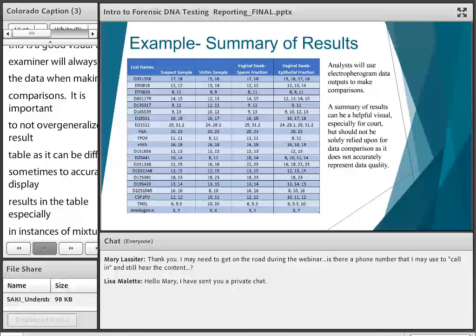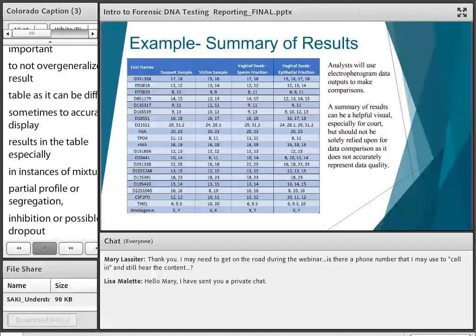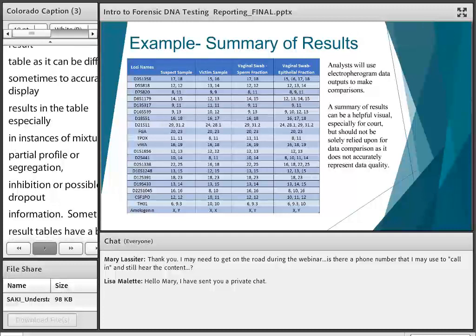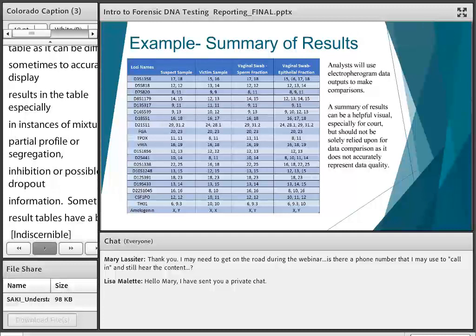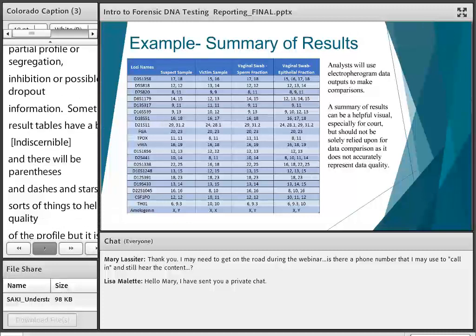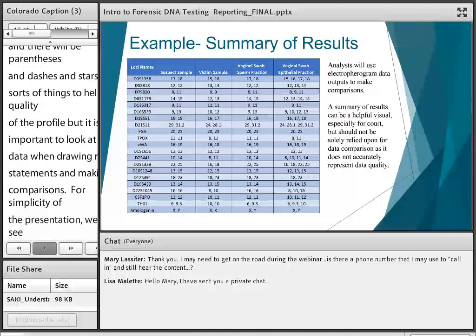Sometimes these result tables have a big key at the bottom, and there'll be parentheses and dashes and stars and all sorts of things to try to help indicate the quality of the profile. But it's really important to look at the actual data when drawing result statements and making comparisons. But for simplicity of this presentation, we're just going to see what we can tell from looking at the results table about comparing the reference materials to the evidence.